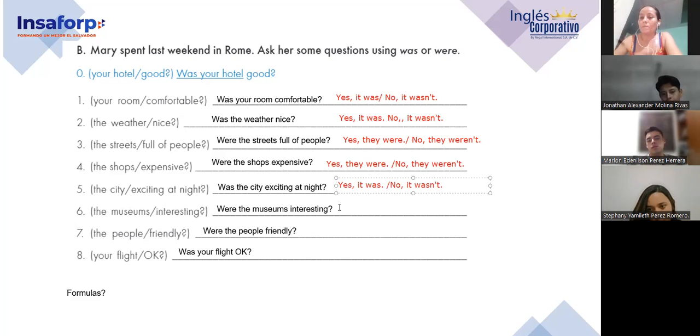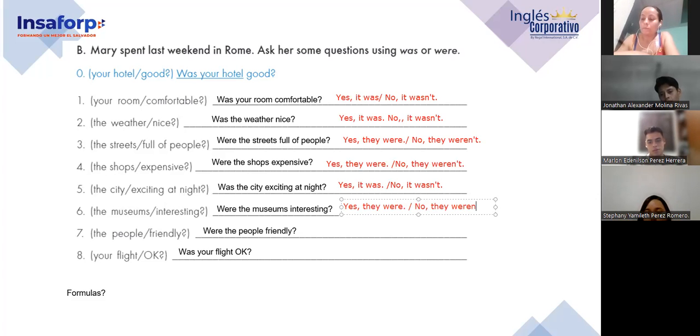Were the museums interesting? Affirmative. Yes, they were. Negative form. No, they weren't. Weren't, exactly.